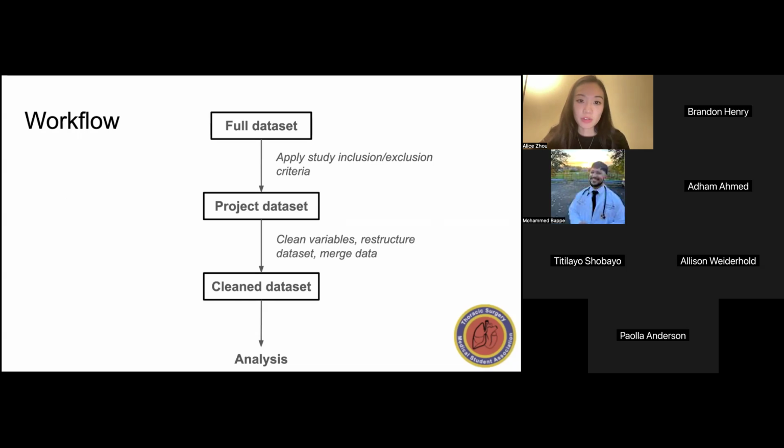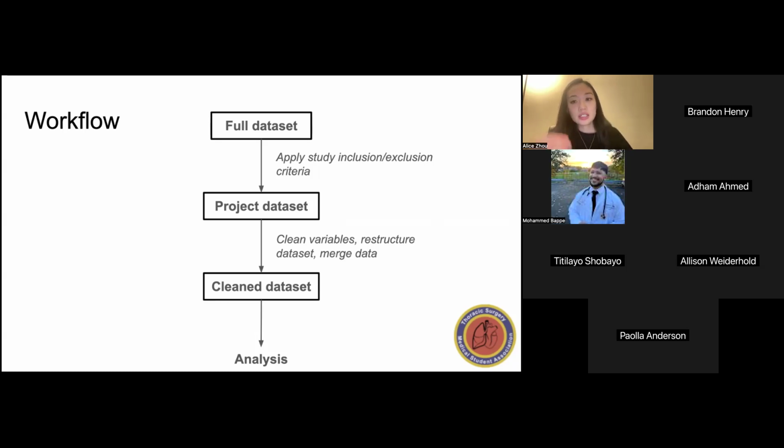And thinking about workflow. Essentially, once you have your data set, once you figure out what data you're going to use, and for today's example, we're going to use essentially a modified version of UNOS data, what you're going to do is take the full data set and apply study inclusion and exclusion criteria. So this can be time periods. You can say, I want to look at the years 2020 through 2024. This can be, for example, different patient populations, so excluding all patients under the age of 18, for example. Once you apply your inclusion and exclusion criteria, you're going to have your project data set.